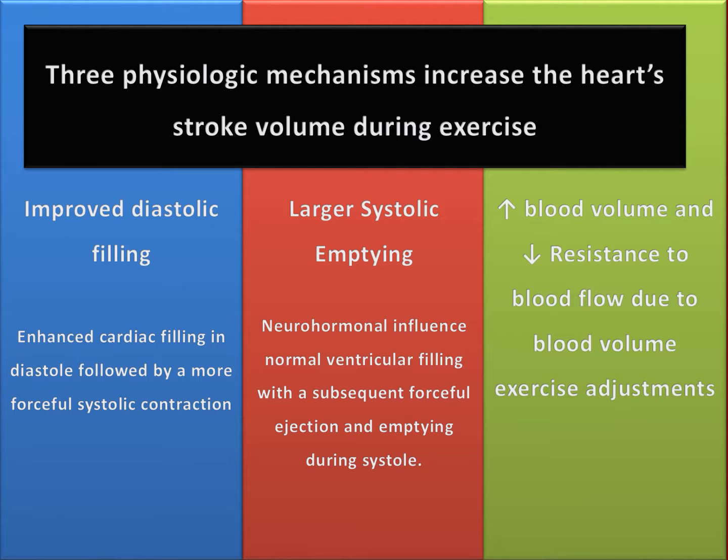Neurohormonal means the nervous system combined with hormones. The neurohormonal effects increase the forceful ejection of blood from the heart and cause an increased stroke volume during systole. Remember, systole means when the heart contracts. And lastly, there is an increased blood volume and reduced resistance to blood flow due to exercise adaptations.